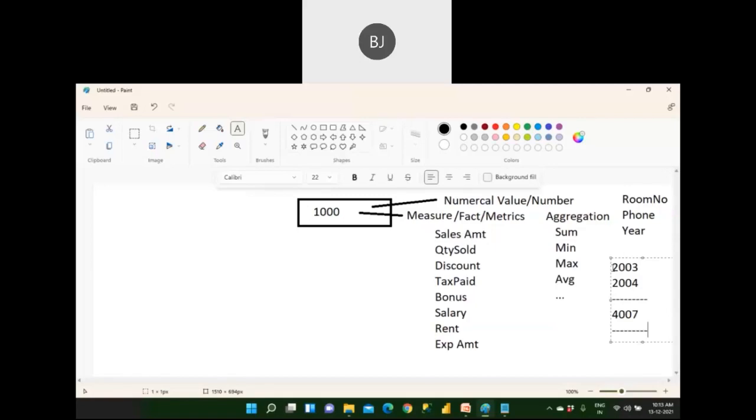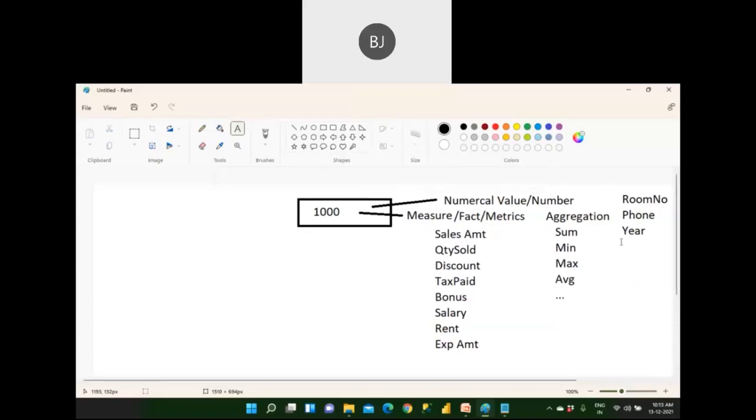So all these are numbers. All these are not measures. Even though those are numbers, those are not measures. Clear? So you need to understand where you should be able to perform aggregations. What does aggregation mean? Adding, subtracting, all these are there, right? So all these are called aggregations. You want to perform arithmetical operations on this data.